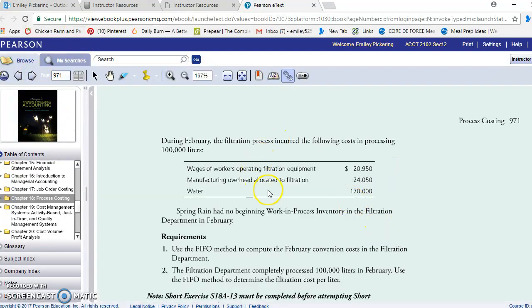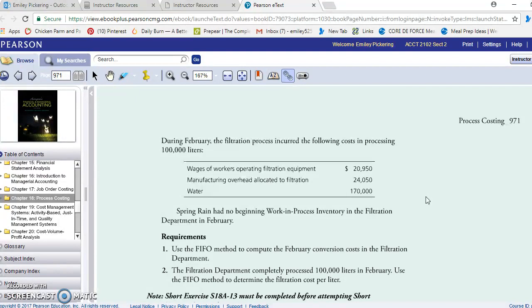So these are our costs here: the wages, the manufacturing overhead, and the water. We're going to use FIFO, or first in, first out, to compute the February conversion cost. So let's take a look at this for a minute. Now, there's no beginning work in process, so that makes it a little bit easier for us, especially with the equivalent units.